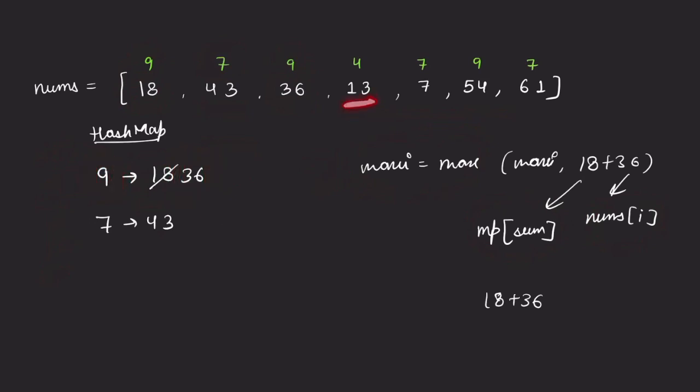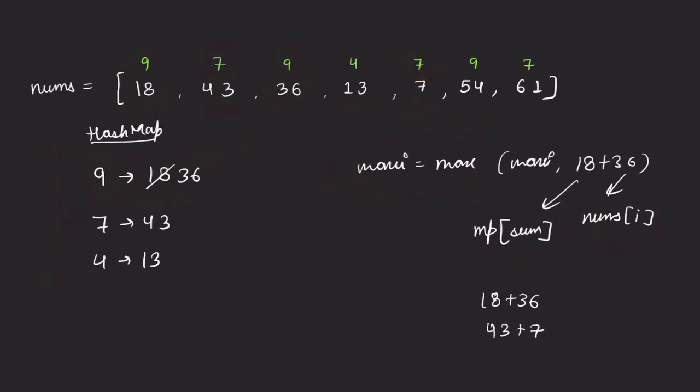So now when you come here, it is 4, we do not have any entry, so we will make it. Then we'll come here, it is 7, we already have some entry, so we'll do the sum of 43 plus 7 and keep track of the maximum sum that we have got, right? And then we will update it to the maximum of 43 comma 7. 43 is already greater, so it will remain as is.